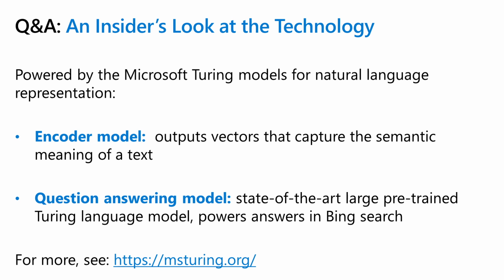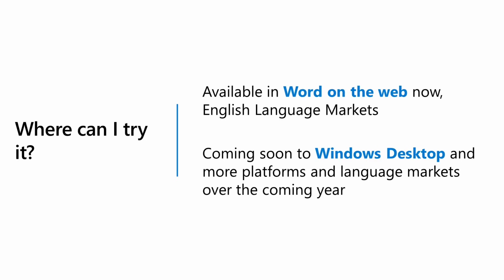And there's a question answering model, which is built using the state-of-the-art large pre-trained Turing language model, the same model that powers question answering in Bing search. So again, we're enabling you to search your documents like you search the web. What about availability? This capability is available in Word for the web in English markets today, and it's coming soon to Windows Desktop, more platforms, and more markets over the coming year.